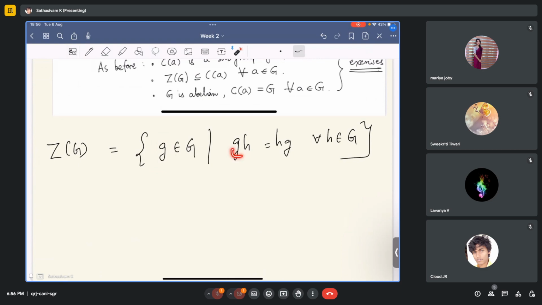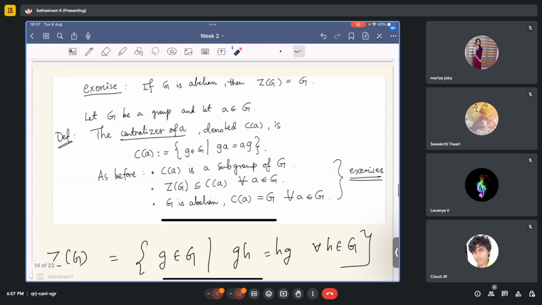When you multiply in this way or multiply the other way, if the result is the same, then we say these two elements commute. And if g commutes with every element, then we say g is in the center.